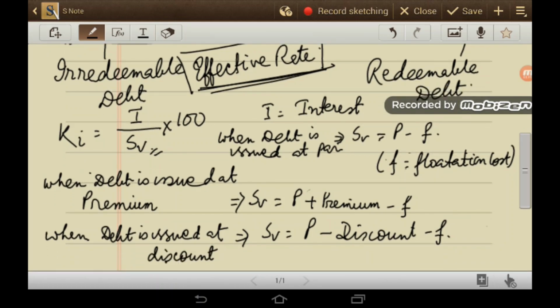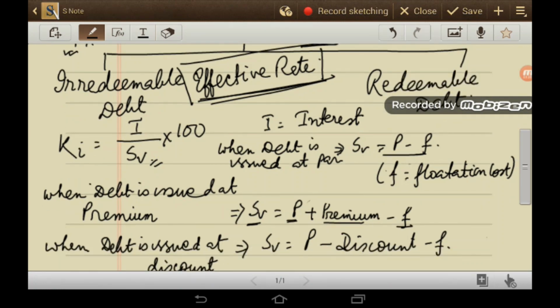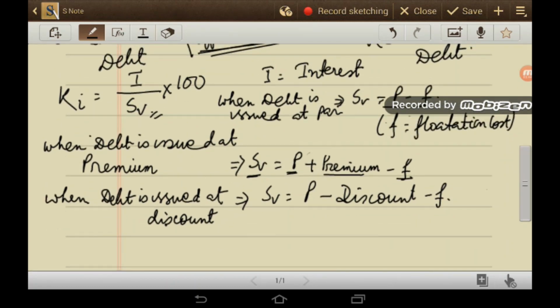So when the debt is issued at par, SB is equal to P minus F. F is the flotation cost and P is the principal. So the principal used in the denominator in the earlier equation is the face value minus flotation cost. When the debt is issued at a premium, then the sale value is equal to face value plus premium minus flotation cost. And if the debt is issued at a discount, then SB is equal to face value minus discount minus flotation cost.